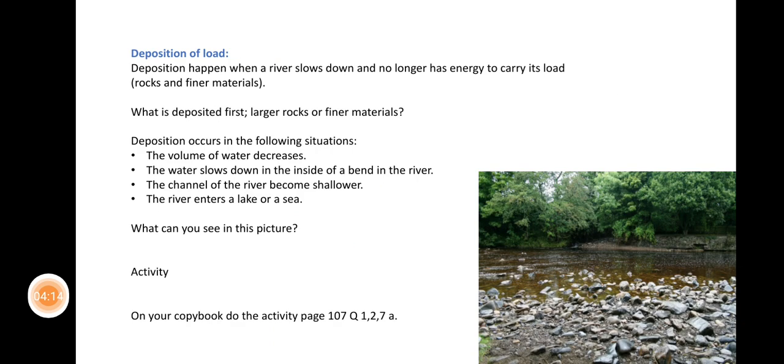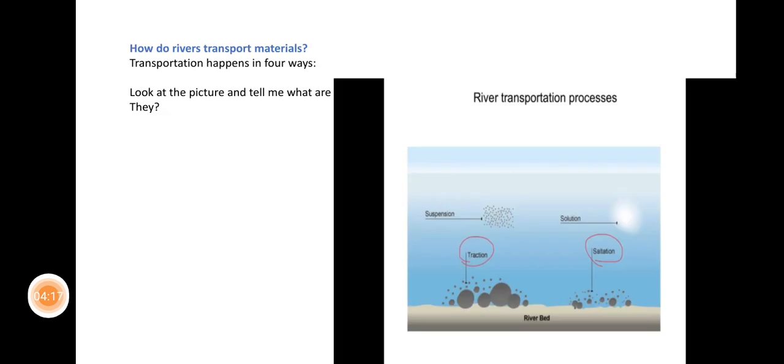So, deposition of load. Before it we have the transportation. We have suspension, when finer materials are carried by the water. Traction is when bigger rocks and boulders are rolled along the river bed. And you have saltation, where smaller rocks are bounced along and carried by the current.